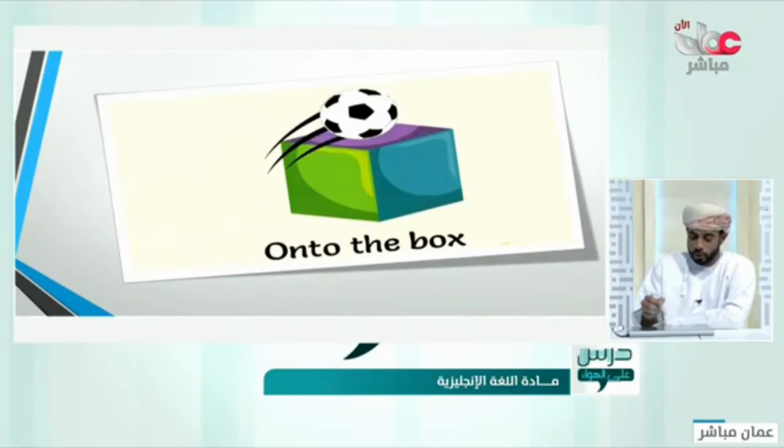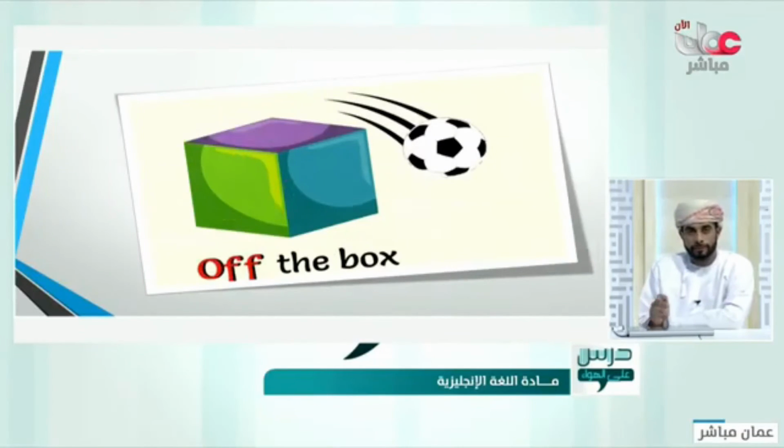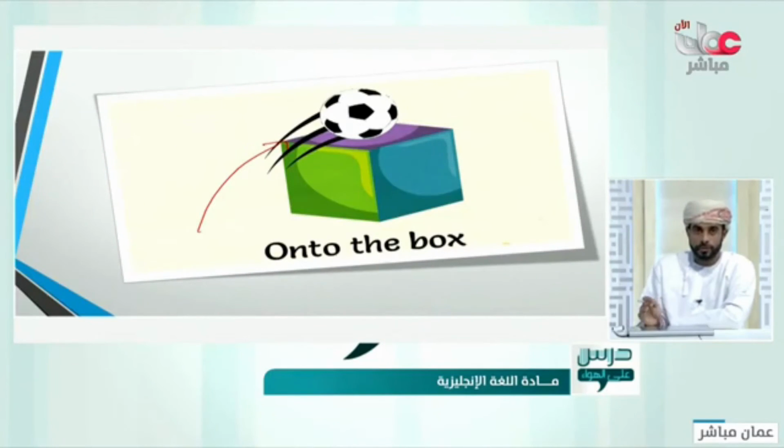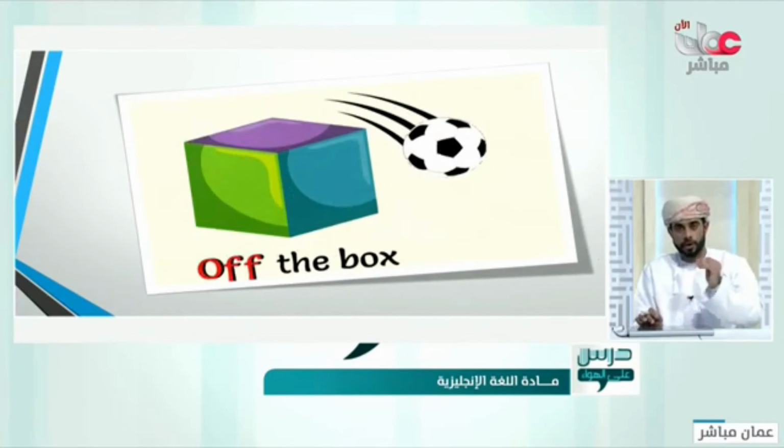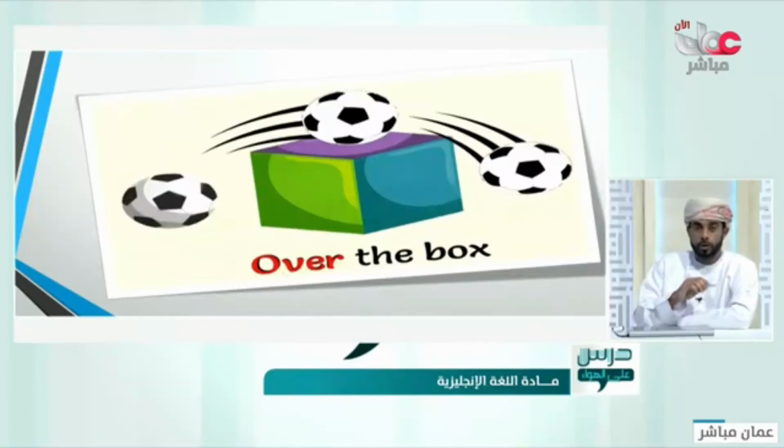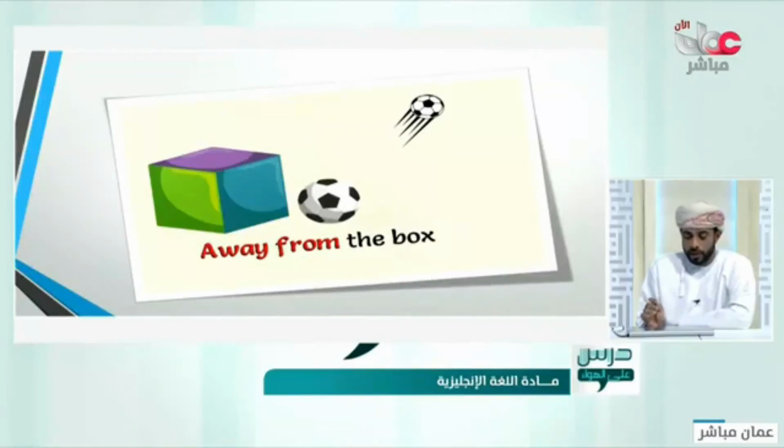Onto. You say, for example, jump onto. You jump onto the box, like this ball jumped onto the box. Off is the opposite of onto, when you jump down. Jump off the box. Over the box, just over it, like this. You don't stay on it, just go over the fence, for example, or over an obstacle. You don't touch it, over the obstacle. Good.